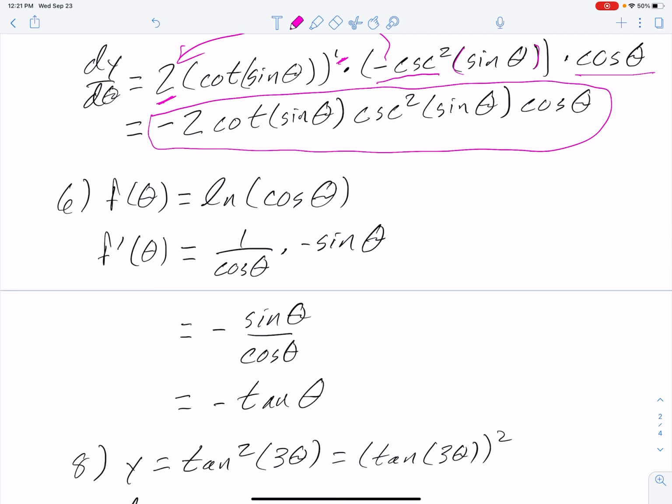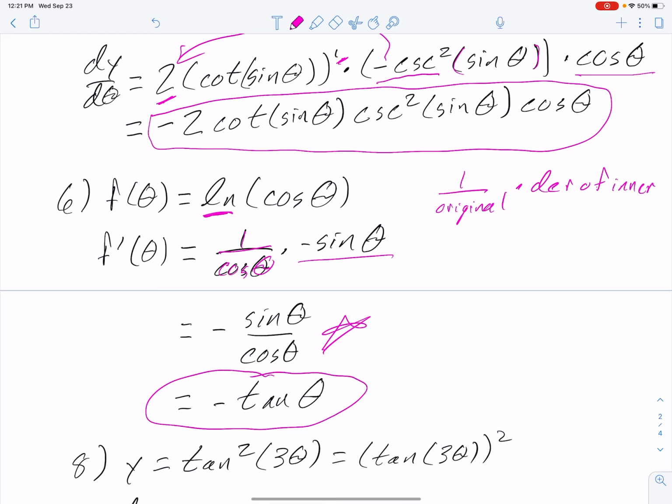Number 6, once we see natural log, we know that we need 1 over the original function that was inside times the derivative of that inner function. So in this case, I end up with 1 over my cosine theta times the derivative of cosine theta, which is negative sine theta. Now, if you don't happen to notice the trig identity, don't worry about it. But when we multiply negative sine theta times 1 over cosine theta, we actually have tangent theta.